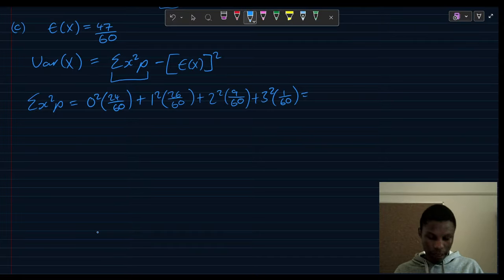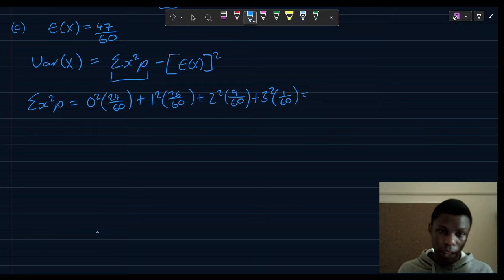So if we punch this into the calculator, that's 1 squared times 26/60 plus 2 squared times 9/60 plus 3 squared times 1/60, and that gives us 71/60.